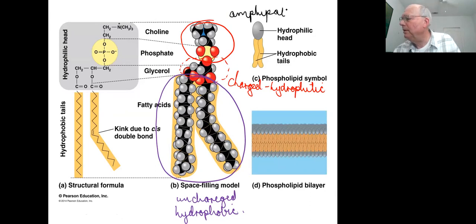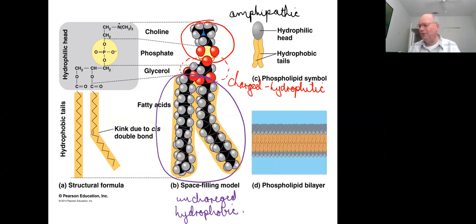Amphipathic. This is a term that you need to become familiar with because we're going to use this repeatedly throughout the course of the semester. So amphipathic is the term that we use for a molecule that has both a hydrophobic and a hydrophilic region. So a molecule that is amphipathic will both interact with water and also interact with fats. So a detergent is an example of an amphipathic molecule because it's a modified fat.